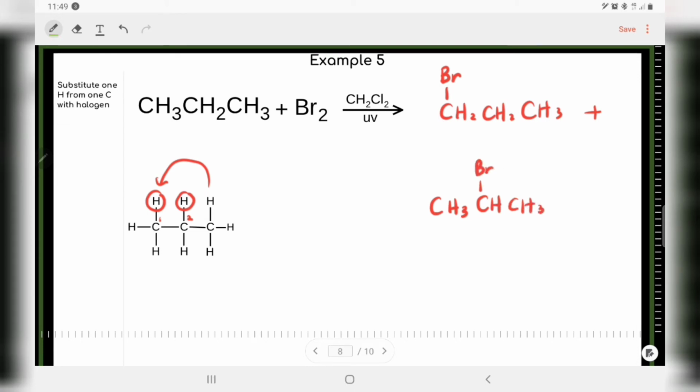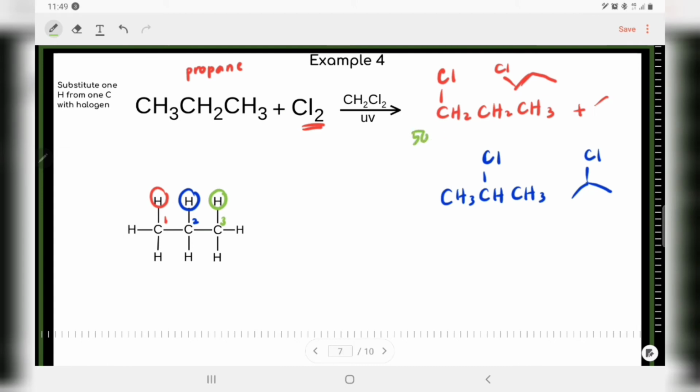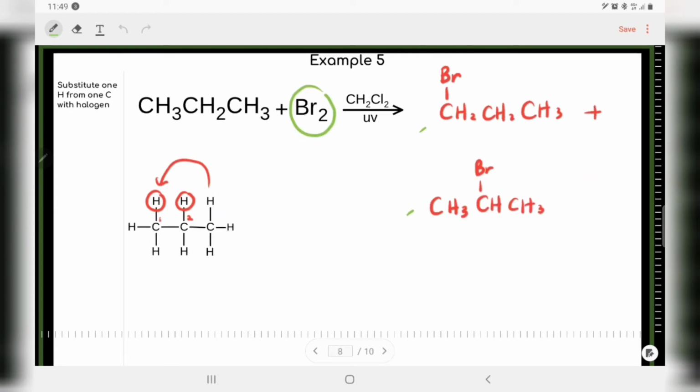Tapi di sini, oleh kerana dia react dengan Br2, structure yang pertama dan structure yang kedua, penghasilan produknya tidak sama banyak. Okay, kalau sebelum ini, kita akan dapat 50% compound daripada produk daripada carbon yang pertama dan 50% daripada carbon yang kedua. But, untuk bila kita reactkan propane ataupun alkene dengan Br2, so dia punya pembahagian produk tidak sama. So, ada yang menghasilkan lebih banyak dan ada produk yang dihasilkan lebih sedikit.